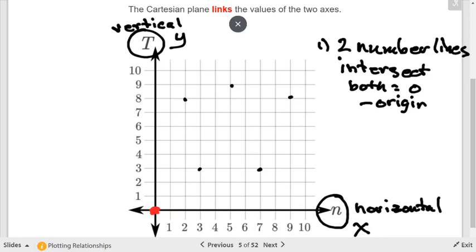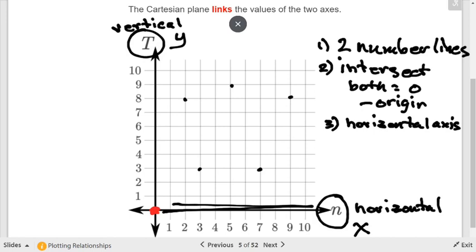Okay? So it's two number lines. They intersect where they both equal 0. The horizontal axis, and each line is an axis, so this is just an axis here, right? So the horizontal axis, or number line, is usually called the x-axis. But it doesn't have to be. You can use different letters depending on the information that you're given. So if it's information specific, then you can use that information. We also have the y-axis. And that vertical axis is called the y-axis.